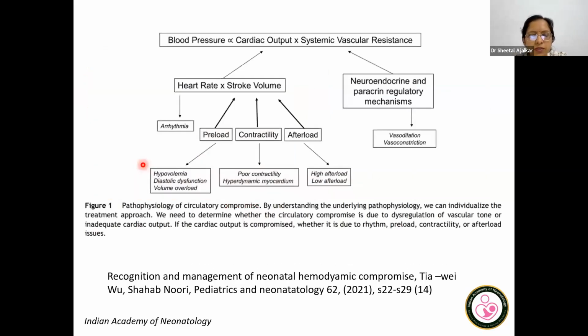So we know the physiology. Blood pressure is directly proportional to the cardiac output into the systemic vascular resistance, where the cardiac output is heart rate into stroke volume. For the heart rate, arrhythmias can cause the heart rate to go low or high. Then the stroke volume is dependent on the preload, contractility, and the afterload. The preload can be affected by hypovolemia, diastolic dysfunction, and volume overload. Contractility can be affected by poor contractility and hyperdynamic circulation. Afterload: high afterload and low afterload states. And the systemic vascular resistance is mainly affected by the neuroendocrine and paracrine regulatory mechanisms. It can have vasodilation and vasoconstriction, so low SVR and high SVR.